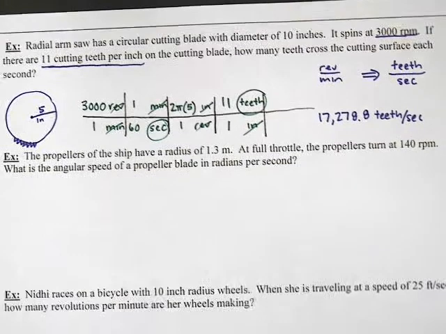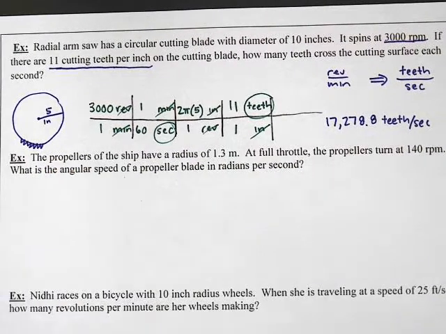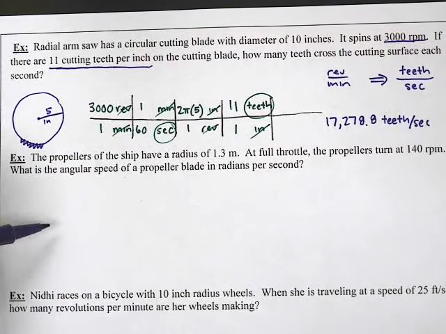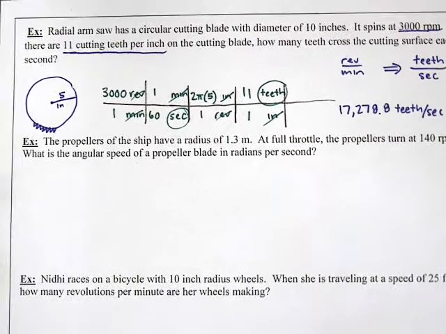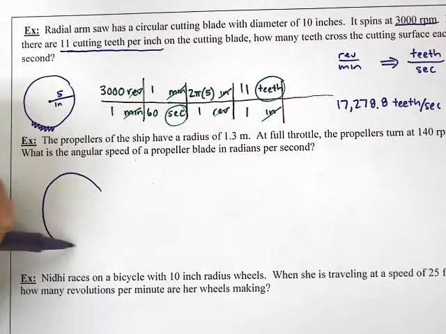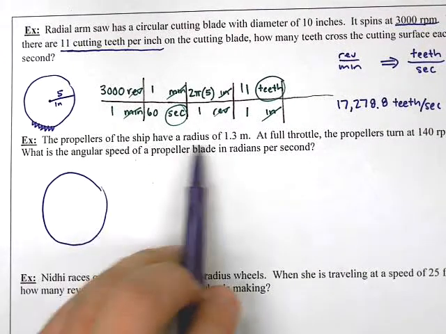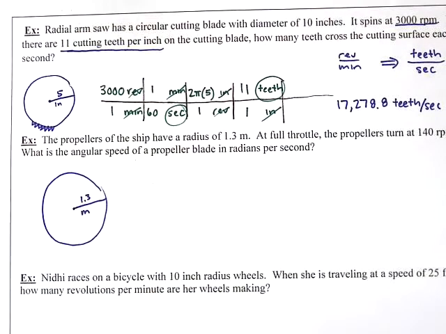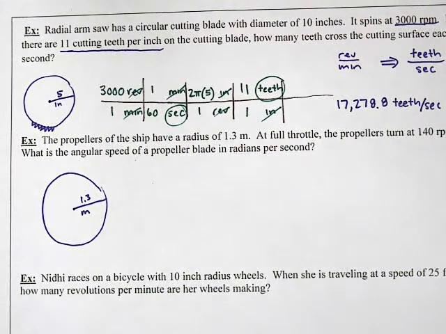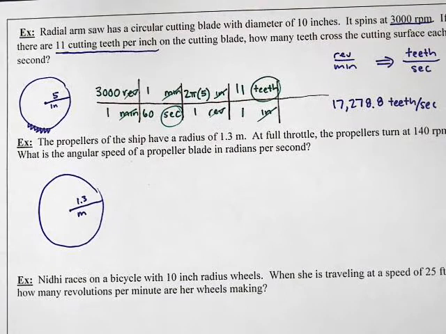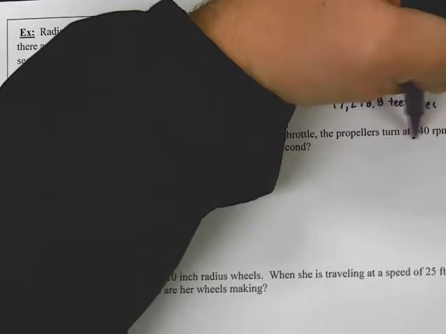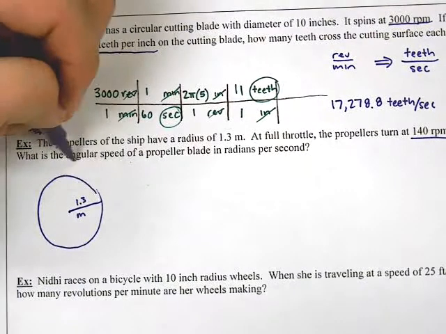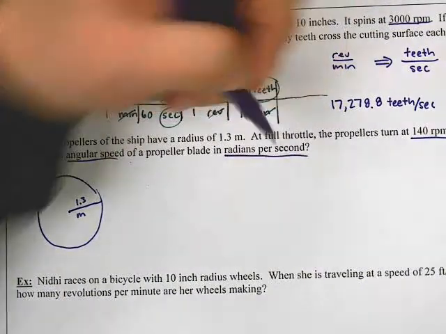Same type of idea. We have propellers. Hopefully you guys know, even though there are only really like 3 propellers, when they start spinning really fast, it looks like a circle, right? So I'm going to draw a circle, and I know that the radius of the propellers is 1.3. Be very careful, this is meters. We have 140 RPM. We want angular speed, and they tell us we want radians per second.